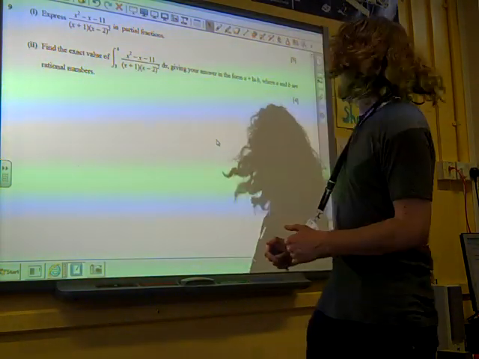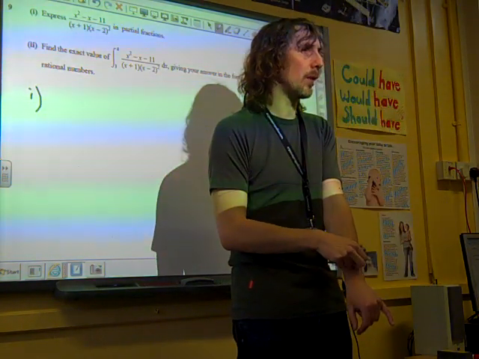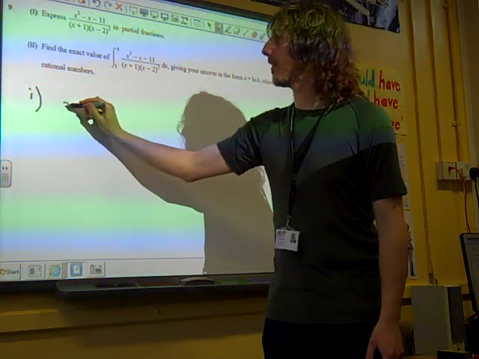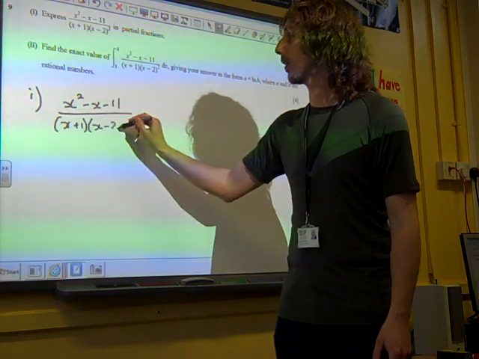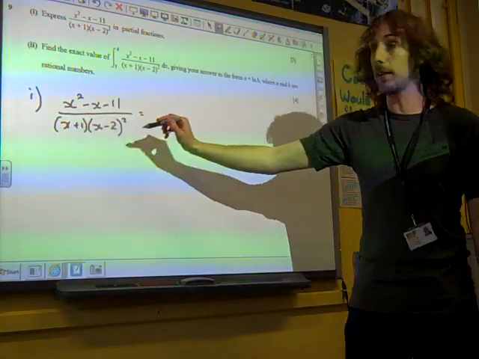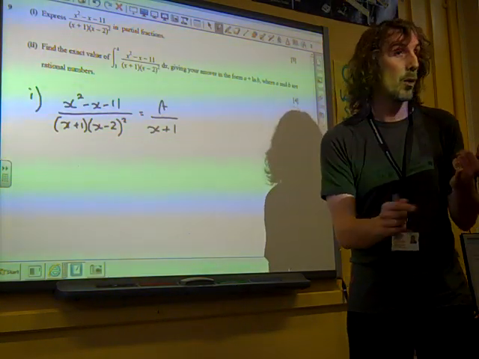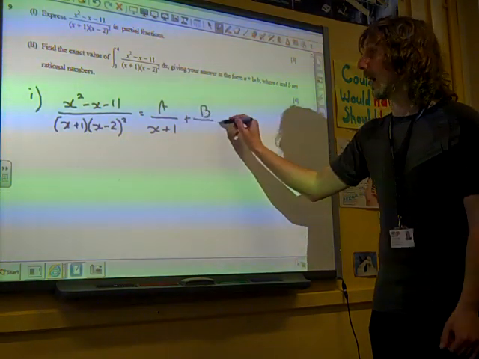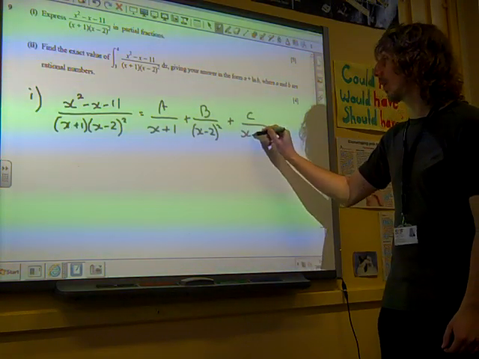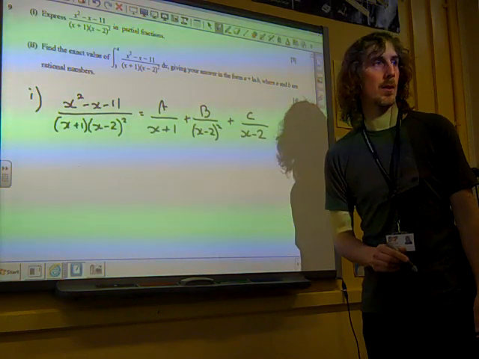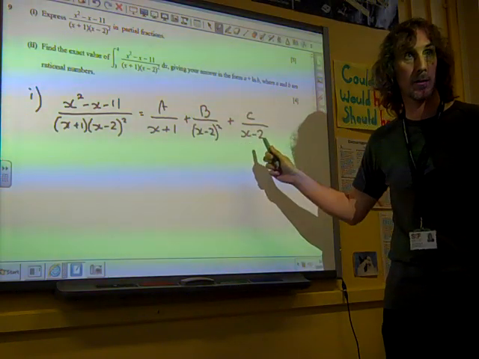Right, partial fractions, a nice 5 marks to begin with, and it's the type where you've got a repeated root on the bottom line. All we need to remember is when we turn this into partial fractions, we need to deal with the repeated root. So the x plus 1, that's fine, that's just going to be a over x plus 1. But the x minus 2 squared, we need to have that both as an x minus 2 squared and also as a single x minus 2 bracket. So we need to split this up into 3 things. Now if ever you get a repeated root on the bottom, you must remember to do that.